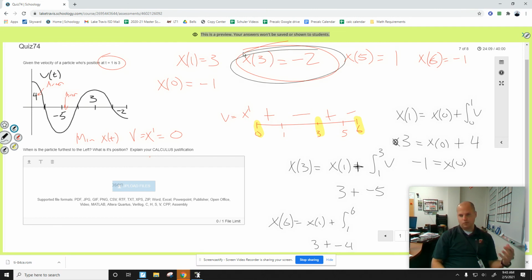Yeah, x of 3 is -2. Different ways to find that answer. Just show me that you know what you're doing in this situation. It's not super justification oriented.